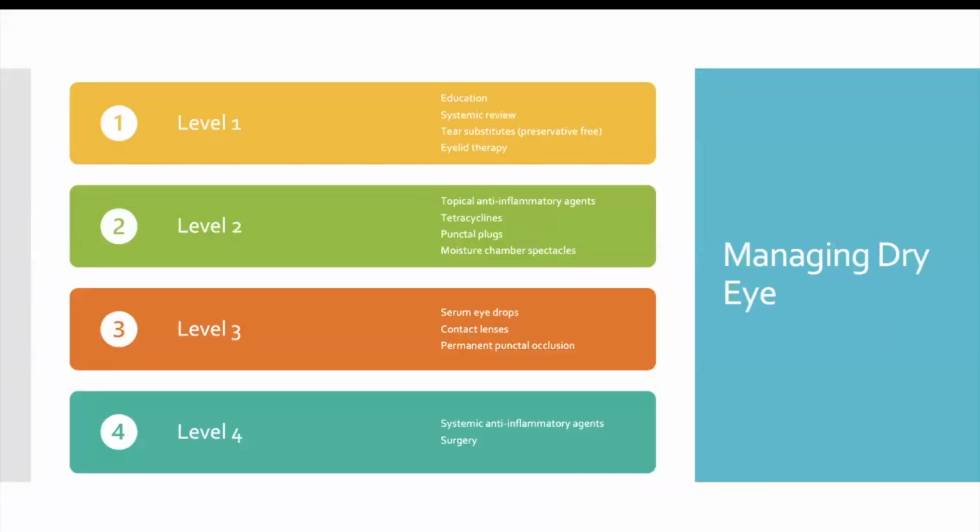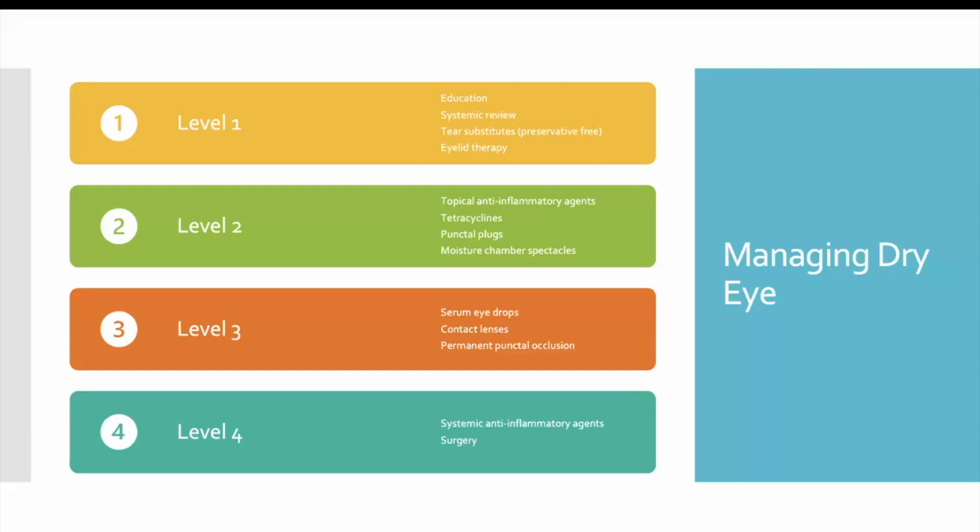Managing dry eye is quite multifaceted. There's lots of different levels to it, and you approach it in a stepwise fashion and go up the ladder as necessary. So you start off with education. You're teaching the patient about what the disease means, the chronicity of the disease, the different ways that you can actually control things, maybe a systemic review just to make sure that there's nothing else contributing to the dryness. Start them on some simple tear substitutes and maybe some lid therapy as well. And then you slowly start to work up.